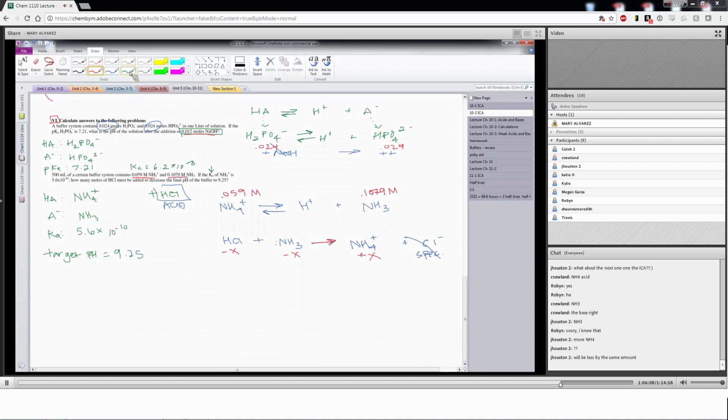So if I make an ICE chart here, we've got my HA, which is my NH4 plus, and my A minus, which is my NH3, and then the HCl here. Now I made those X's because that's what we're asking. That's what we don't know. How many moles of HCl?